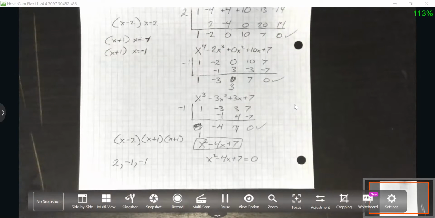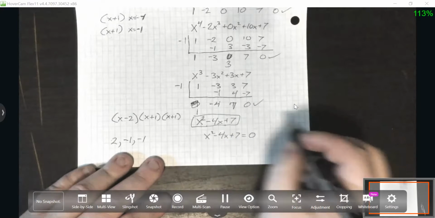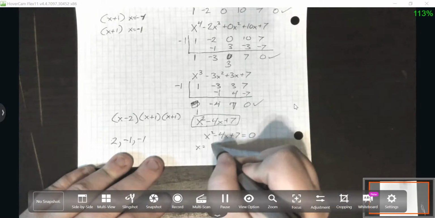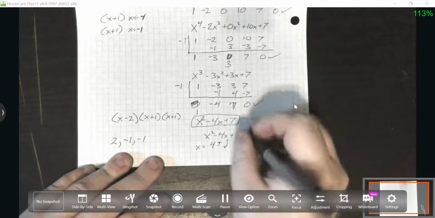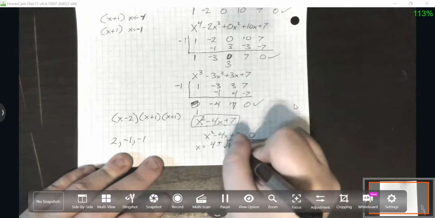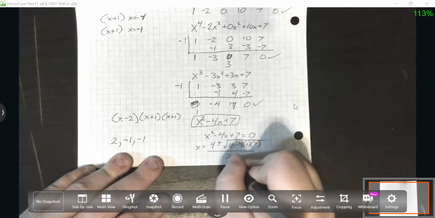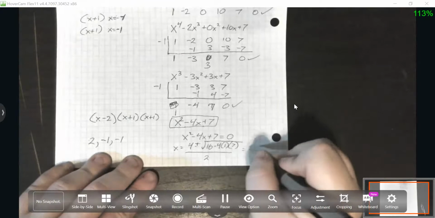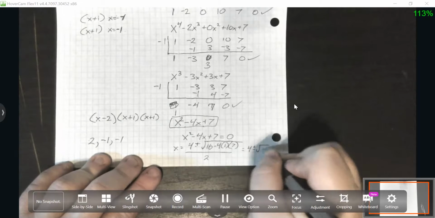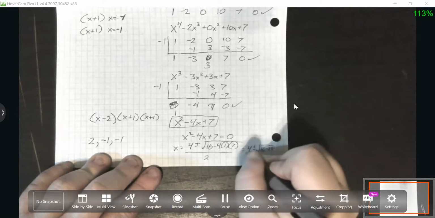Now, if it were real answers, we would have seen it on the graph. Problem is, we only saw those 3 things on the graph. That means this is probably going to be complex. So we look at it, can't factor it, it's time for the quadratic formula. So x is equal to negative b plus or minus the square root of b squared minus 4 times a times c, all over 2a. So that's 4 plus or minus 16 minus 28 over 2.